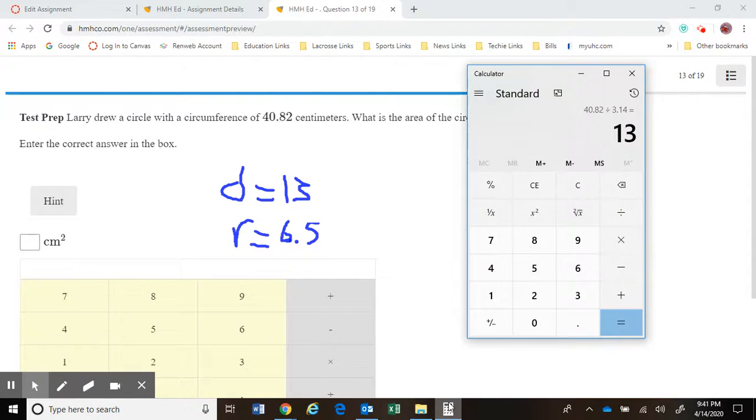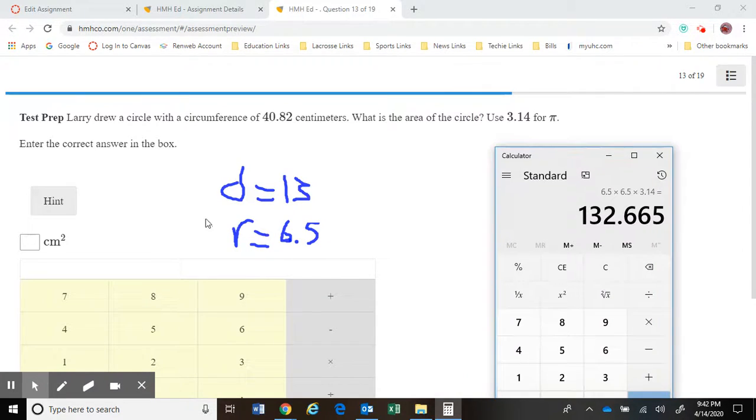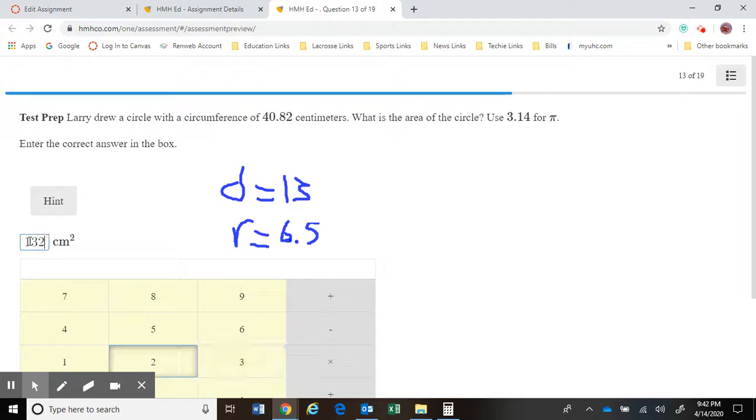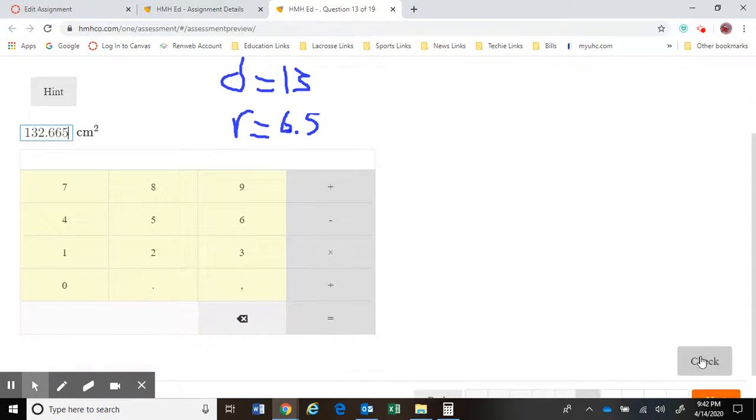6.5 times 6.5 times 3.14, and that gives me my answer. But of course, make sure, it doesn't say to round it to anything, does it? It doesn't say. So you're going to put that whole number in there, 132.665 centimeters squared.